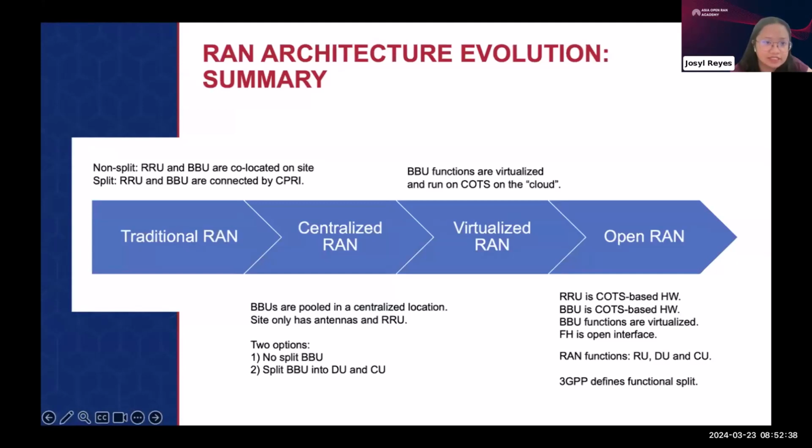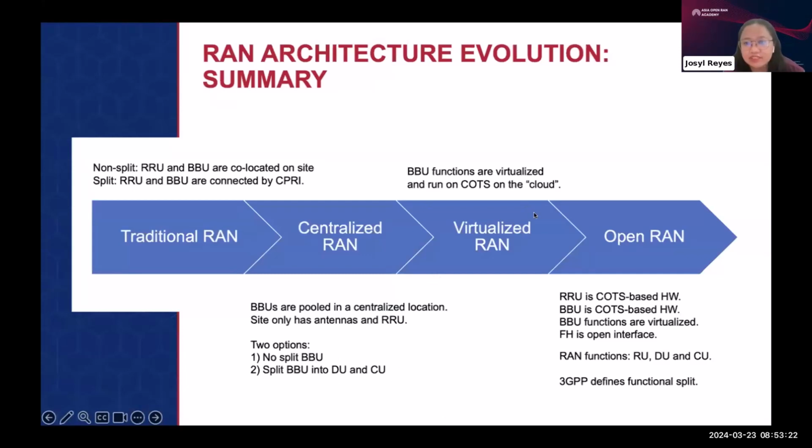Okay, so this is also another way of looking at the evolution. We have the traditional RAN. It may be non-split or split. It depends on where the baseband units are located relative to the remote radio unit. And we have the centralized RAN. There are also two options here. If you don't split the BBU, or there's a split BBU, the BBU can be split into distributed unit and centralized unit. Okay, so what's the difference? Much later, we'll cover the difference between the distributed unit and centralized unit. They just have different functions according to the protocol stack of the RAN.